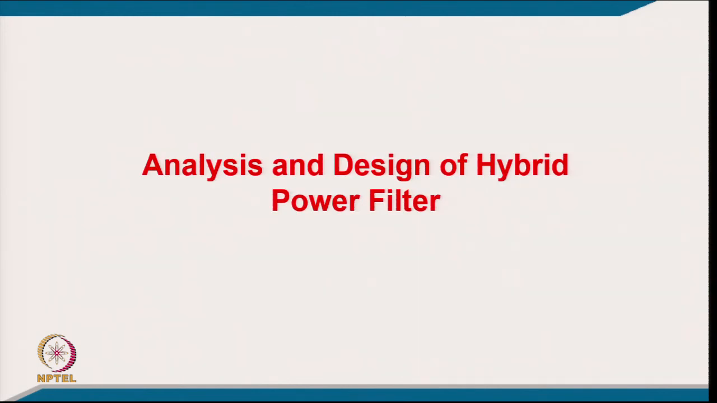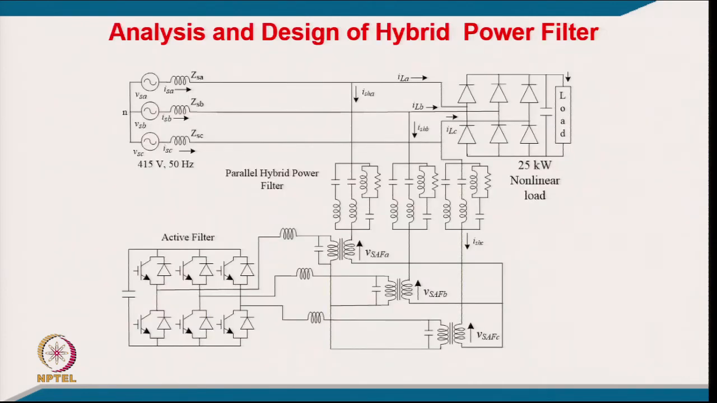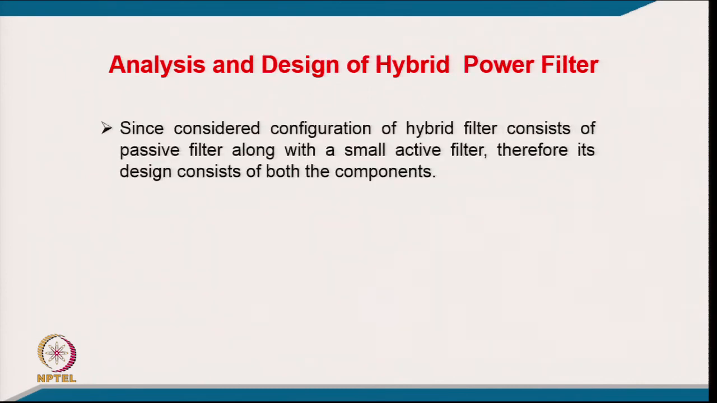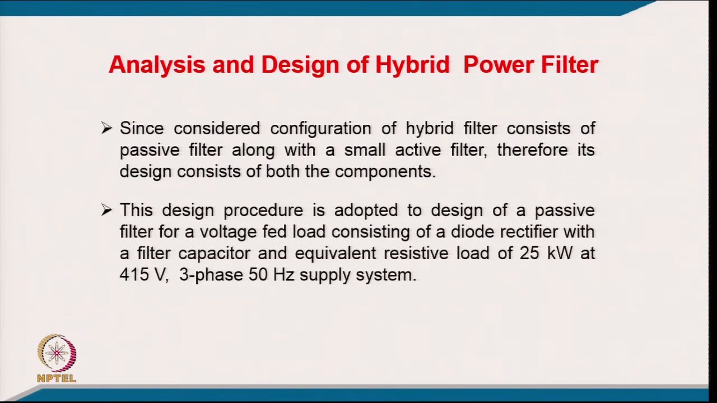So, coming to the analysis and design of hybrid power filter, a topology which is quite popular has a passive filter, in series we have an active filter, and we have a non-linear load. The configuration of the hybrid filter consists of a passive filter along with a small rating active filter, therefore the design consists of both components. The design procedure is adopted to design a passive filter for a voltage fed load consisting of a diode rectifier with a filter capacitor and equivalent load of 25 kilowatt at 415 volt, 3 phase, 50 hertz supply.